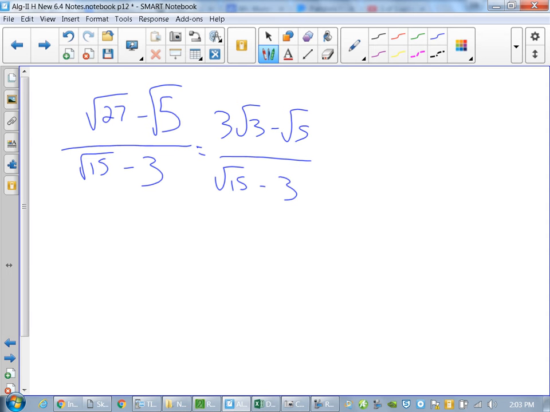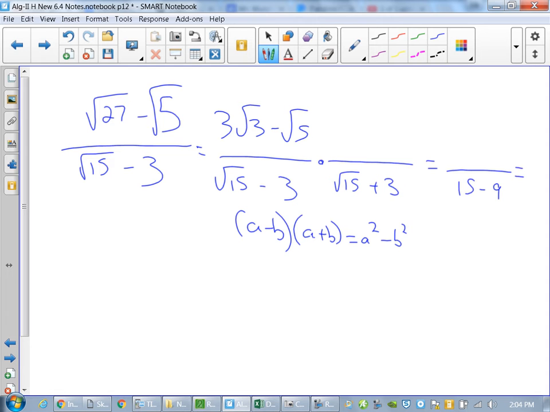From there, I'm going to multiply by its conjugate. The conjugate of root 15 minus 3 will be root 15 plus 3. Now this one isn't going to be so bad because there's no constant in front of the radical. So this right away is your basic difference of squares, which means it's going to equal a squared minus b squared. So square root of 15 squared is 15. 3 squared is 9. So I get in the denominator now 15 minus 9, otherwise known as 6.